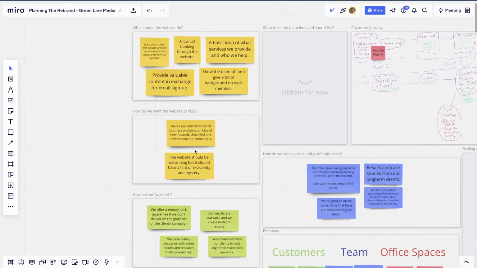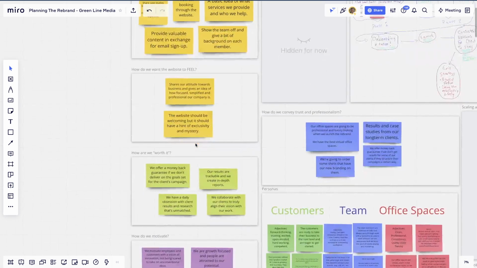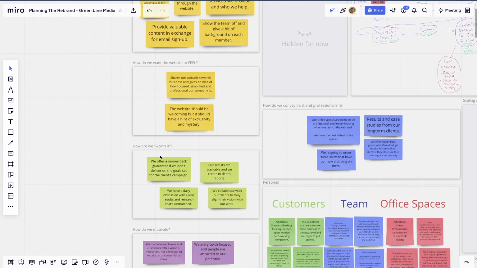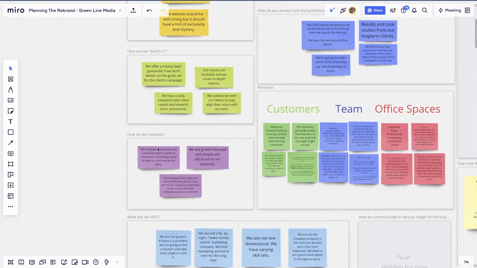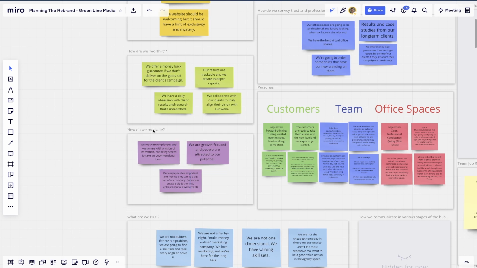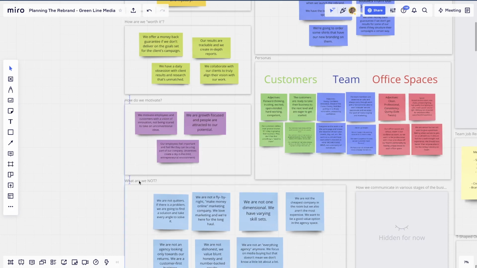And then we went into what we want the website to feel like. How are we worth it? So these are just the competitive advantages that we have when we're looking at other marketing agencies in the industry compared to us. How do we motivate? So this is how we motivate our employees, our customers, and just different entities that come in contact with our company. What we are not.